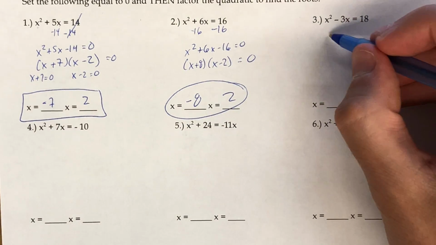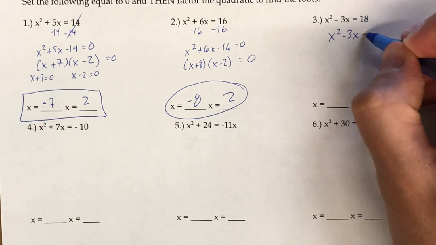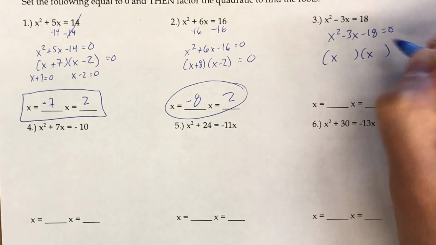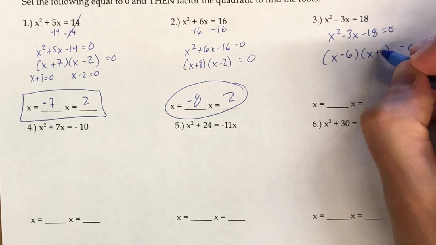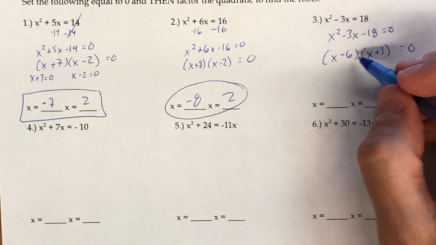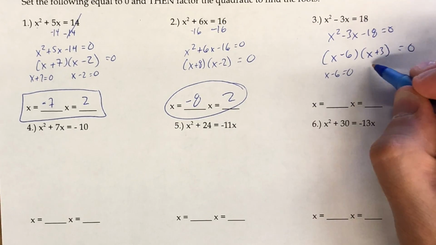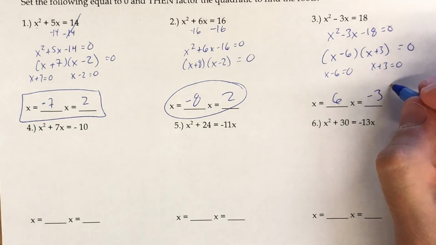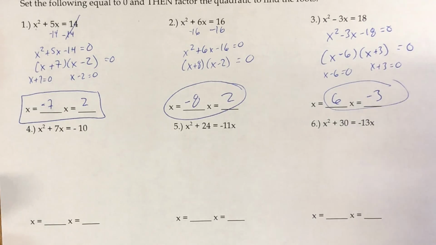Over here, subtract 18 from both sides, so we get x squared minus 3x minus 18. Then we look for numbers that'll multiply to negative 18, add to negative 3, so those are negative 6 and positive 3. So then we set each factor equal to 0, and we should get 6 and negative 3 for our roots. Last 3 here.